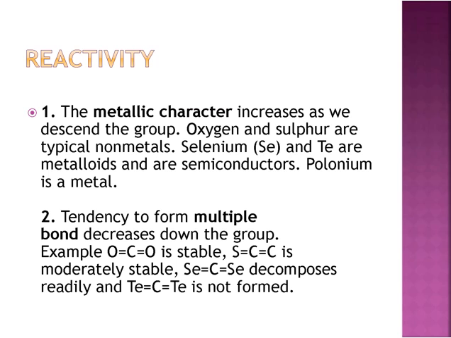Metallic character increases as we descend the group. Oxygen and sulfur are typical non-metals. Selenium and tellurium are metalloids and are semiconductors. Polonium is a metal. Tendency to form multiple bonds decreases down the group.